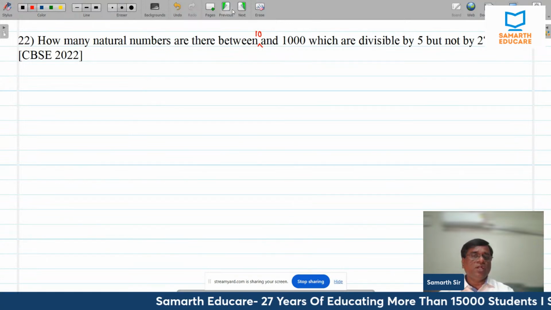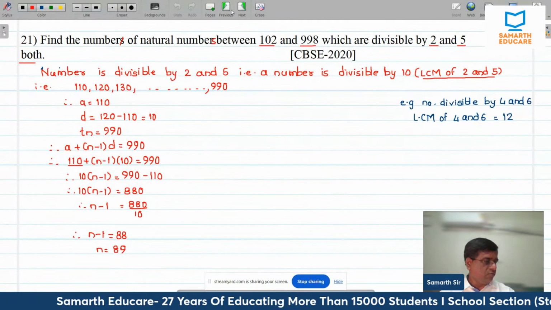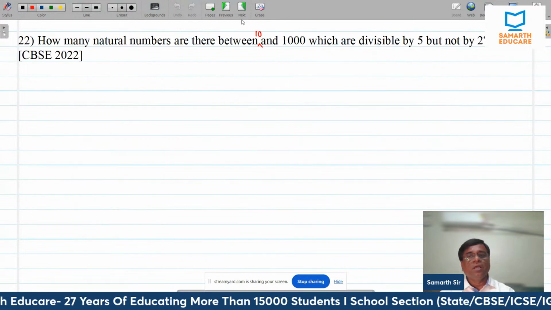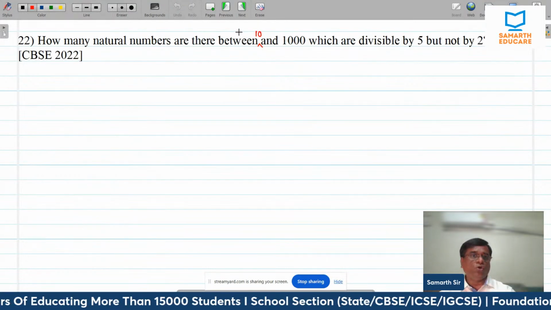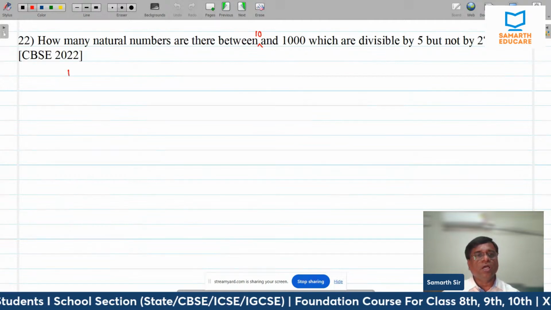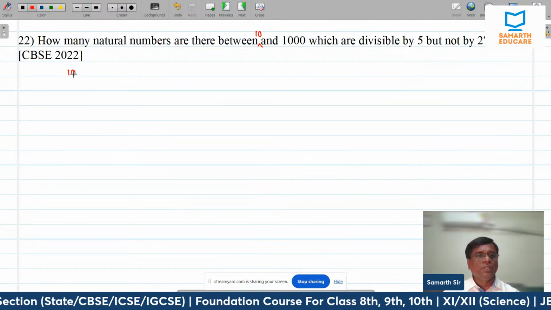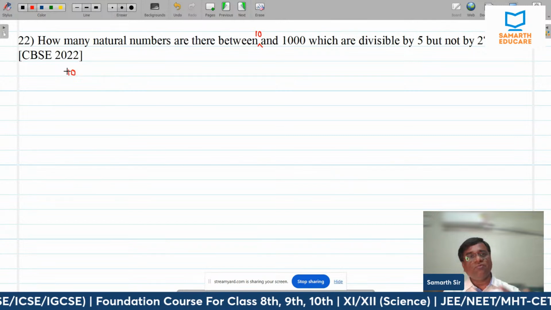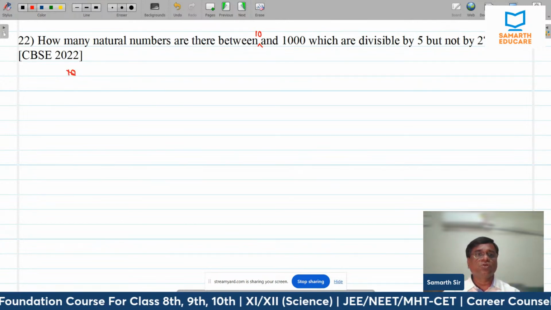Now, if it were 5 and 2, they would be divisible by 10, right? But here he is saying 5 but not 2. So what are the numbers? If I start with 10, then 10 is divisible by 5 as well as 2. So this is not allowed.